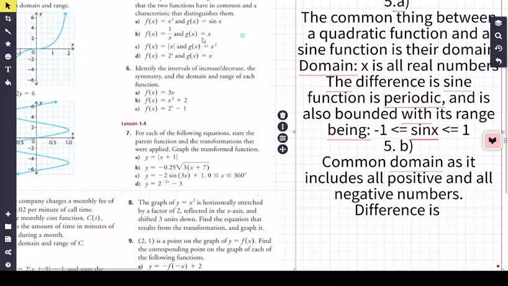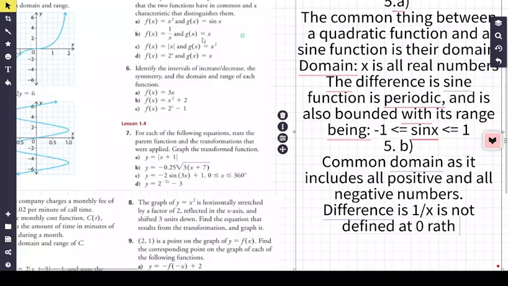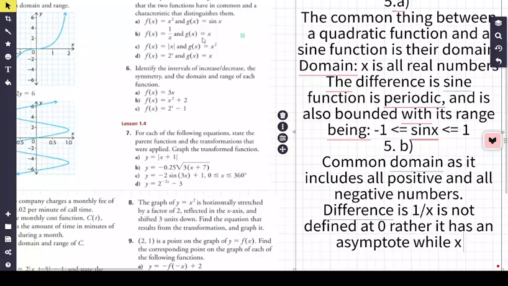The difference is 1 over x is not defined at 0. Rather, it has an asymptote, while x is defined at 0.